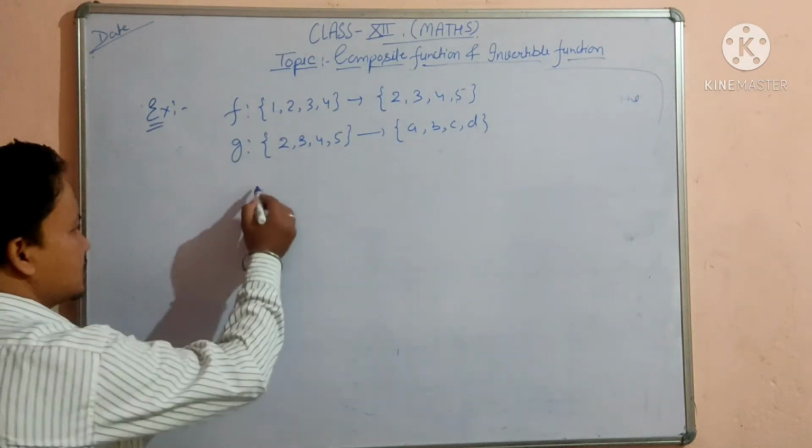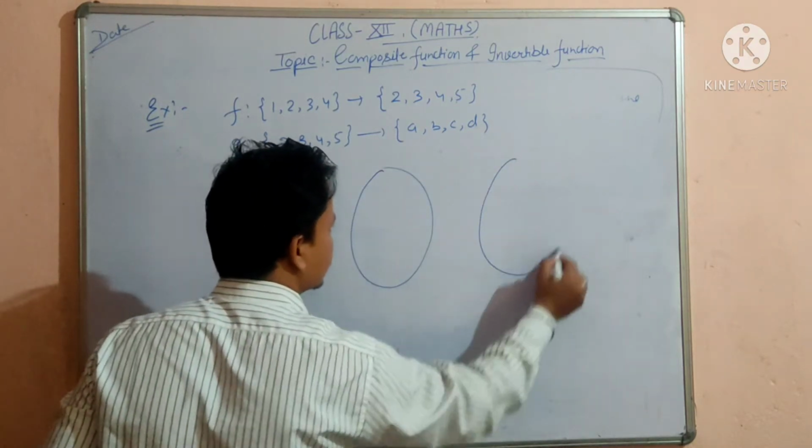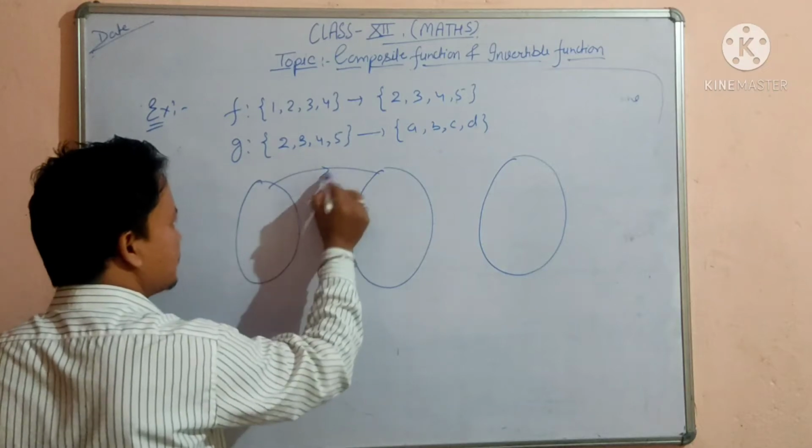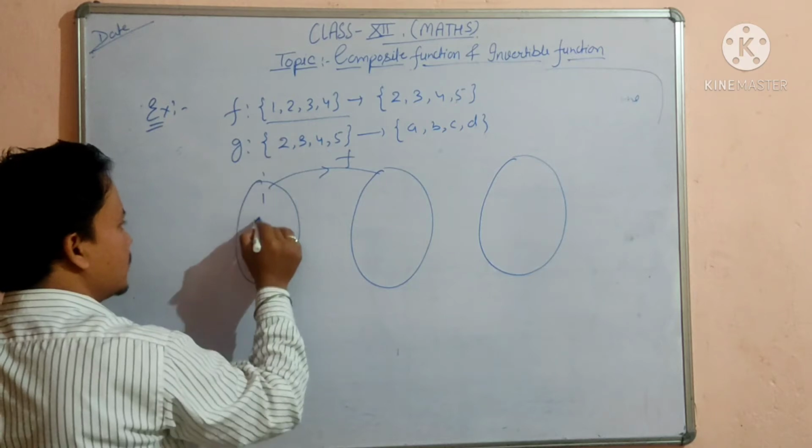Now we are making the pictorial diagram for it. This is function f, which is existing from what is the domain? 1, 2, 3, 4.